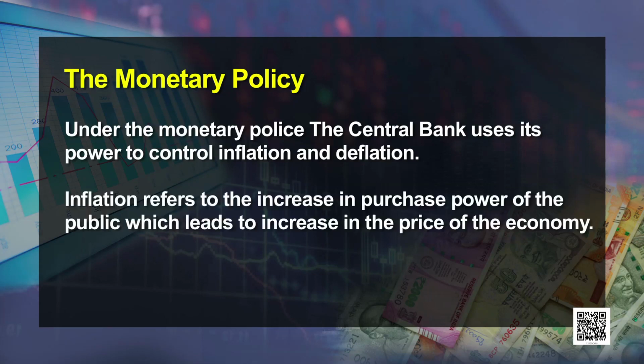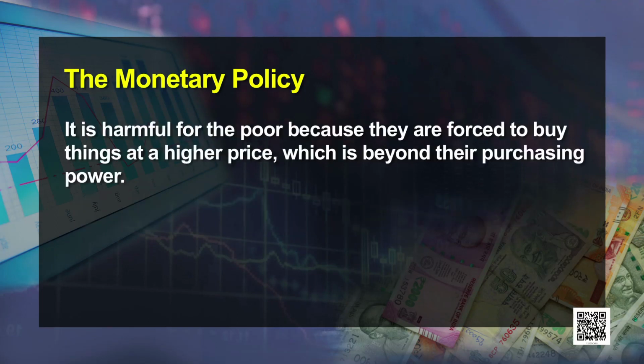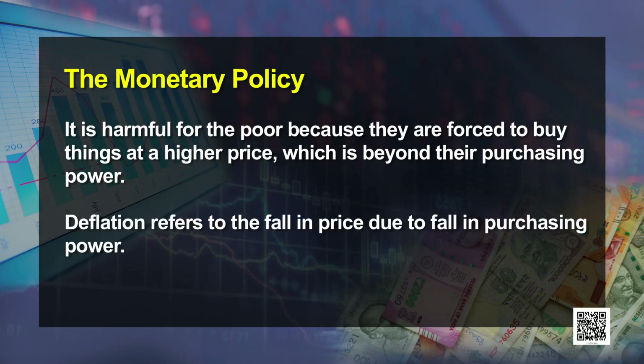Inflation refers to an increase in the purchasing power of the public, which leads to an increase in the prices of the economy. It is harmful for the economy because the poor people are forced to buy commodities at a higher price which is beyond their purchasing power. Similarly, on the other hand, deflation refers to a fall in price due to a fall in purchasing power. This causes harm to the producer because they are forced to sell their commodities at a lower price.